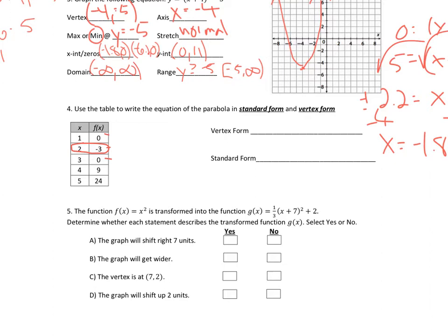So then we know we at least have y equals, we don't know our a value yet, but it is a times x minus 2 squared minus 3. Find our a value, substitute some other point in. I'm going to substitute in (1, 0). Oh, totally messed that one up.